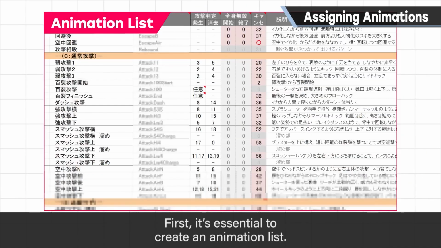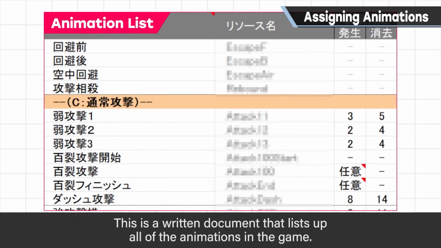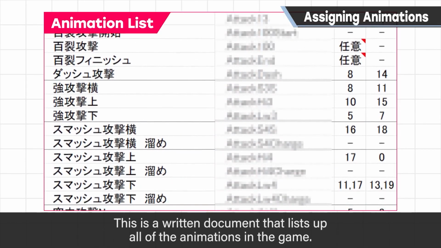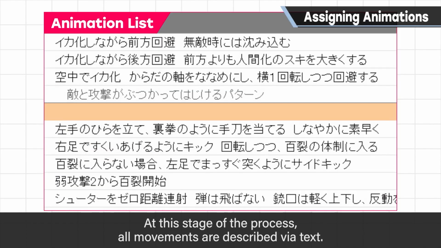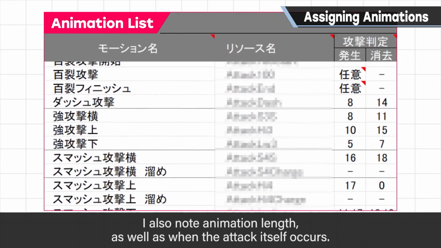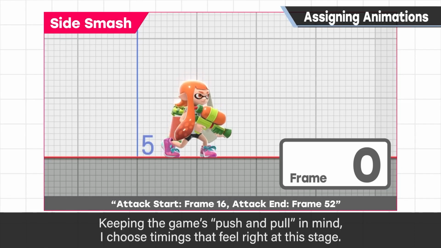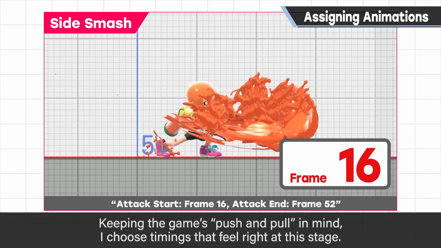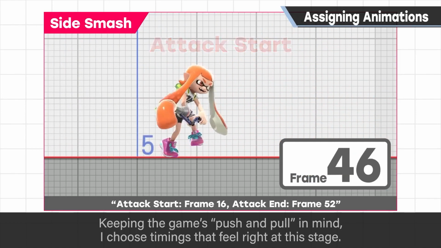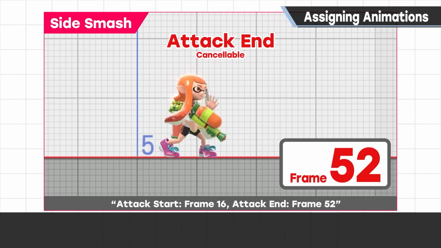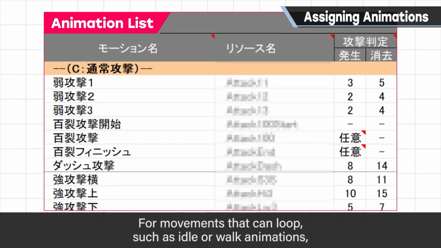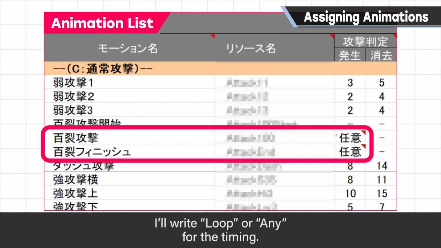First, it's essential to create an animation list. This is a written document that lists up all of the animations in the game. At this stage of the process, all movements are described via text. I also note animation length as well as when the attack itself occurs. Keeping the game's push and pull in mind, I choose timings that feel right at this stage. For movements that can loop, such as idle or walk animations, I'll write loop or any for the timing.